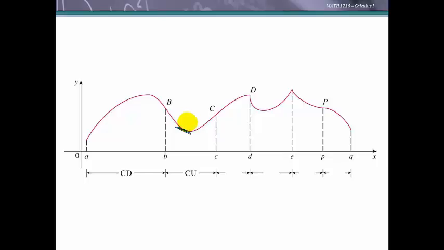And you can see from C to D, the tangent's going to be above. We've got our concave down. Tangent's going to be below here. We've got our concave up. And then concave up again, because tangent would be below it again, and then concave down.